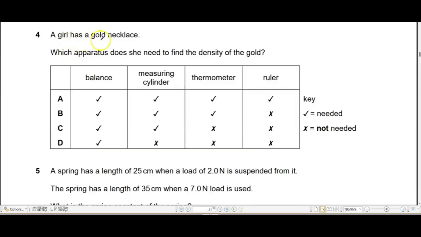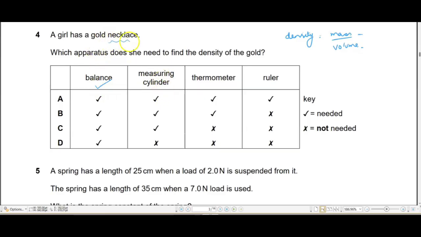Question number 4. A girl has a gold necklace. Which apparatus does she need to find the density of the gold? We know that density is equal to mass over volume. So she needs something that can measure the mass and something that can measure the volume. Now the mass can be measured by a balance, so she requires a balance. The other thing is a measuring cylinder.